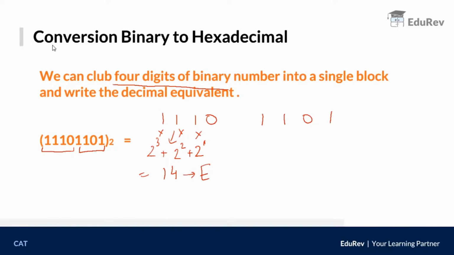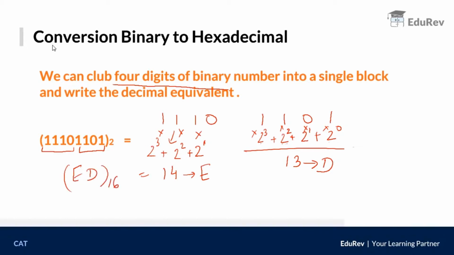Similarly, if you talk about 1101, this one will be multiplied with 2 cube, this with 2 square, this with 2 raised to 1, and this will be 2 raised to 0. And finally, we are going to add them. So this will be 2 cube plus 2 square, which is 8 plus 4, 12, and this will be 0, because 0 into anything is 0. So this will be 8 plus 4, 12. 12 plus this one will give you 13. Okay, so 13 stands for what? 13 stands for D. Okay, so your final answer will be ED to the base 16. So in this manner, you can convert it to hexadecimal.